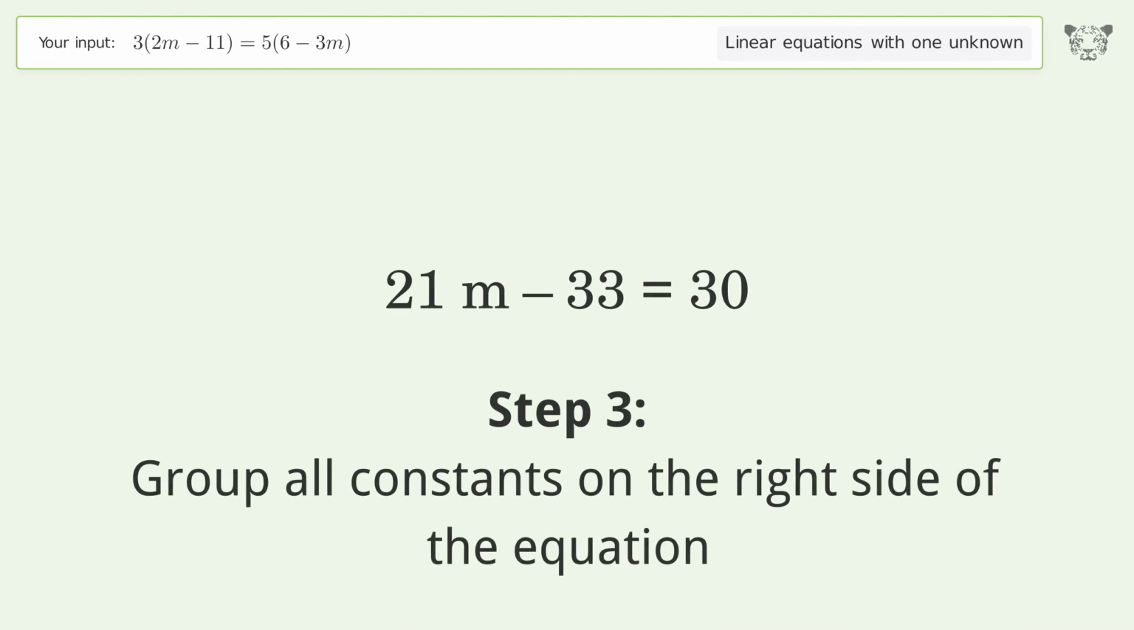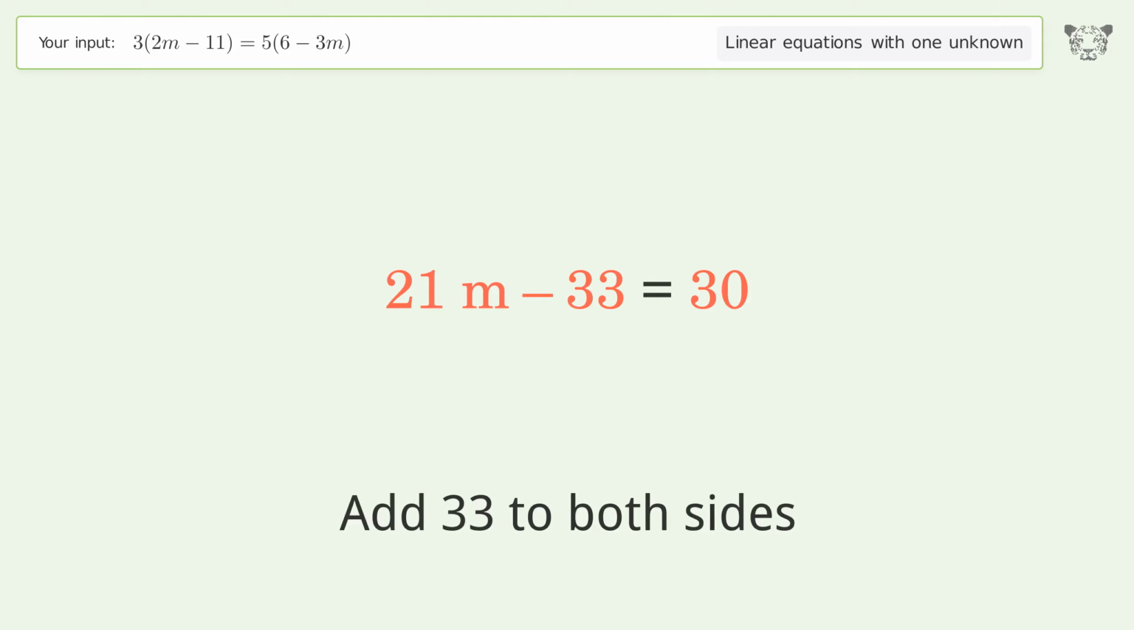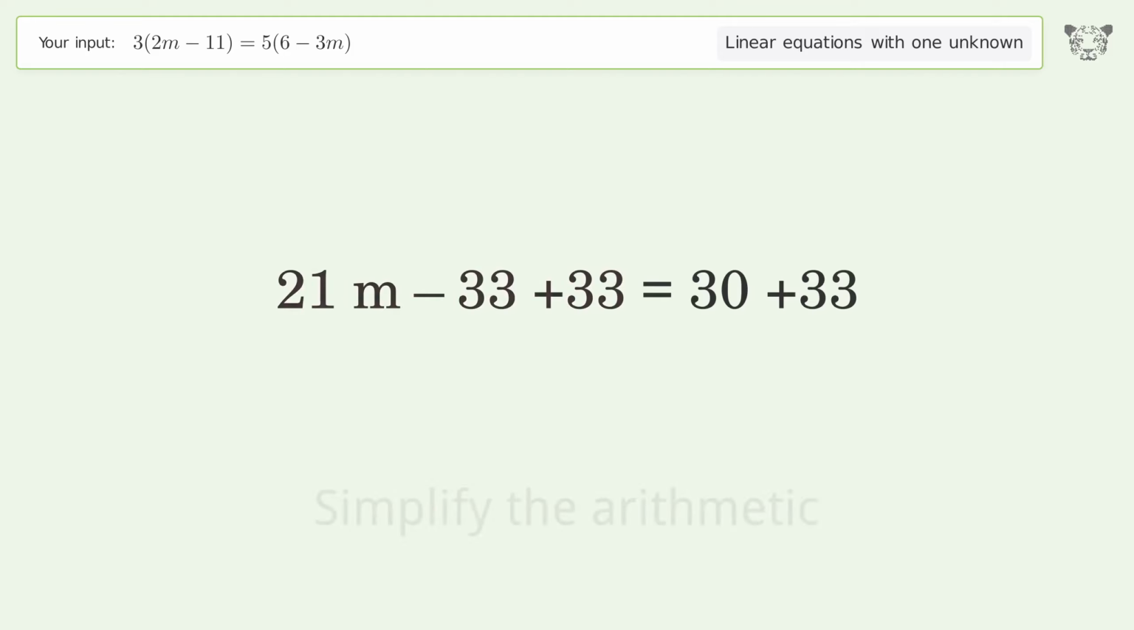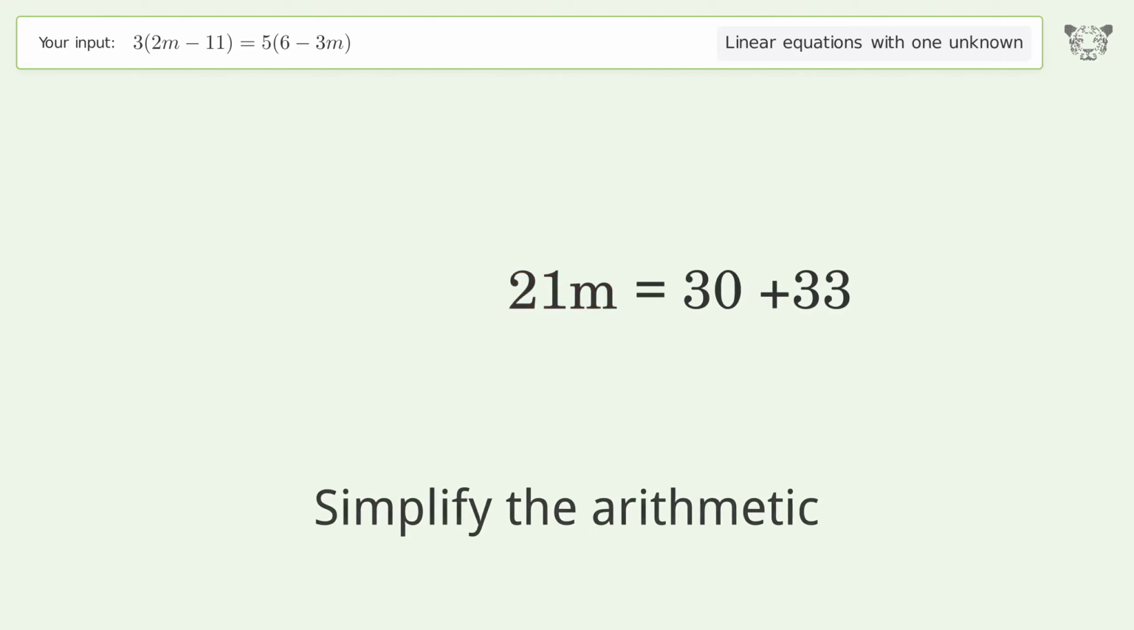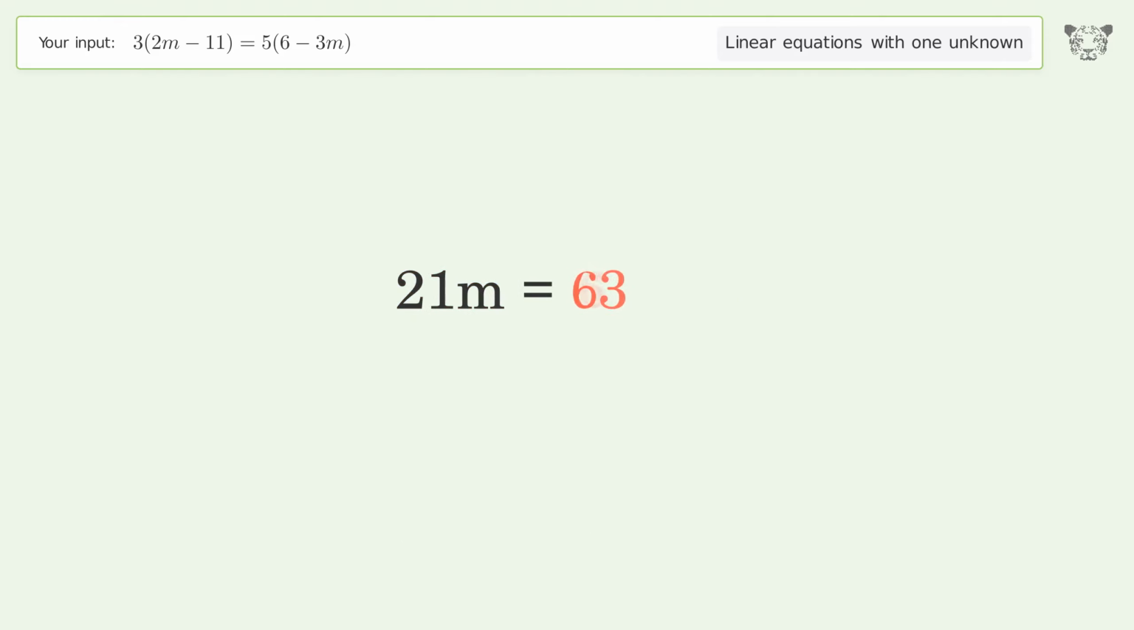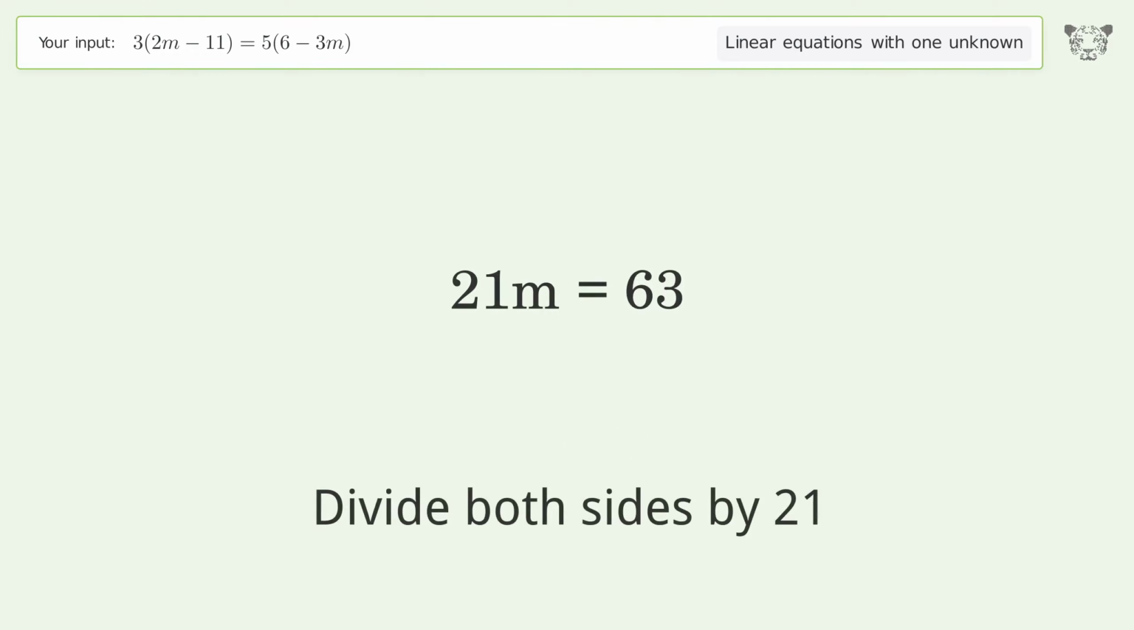Group all constants on the right side of the equation. Add 33 to both sides. Simplify the arithmetic. Isolate the m. Divide both sides by 21.